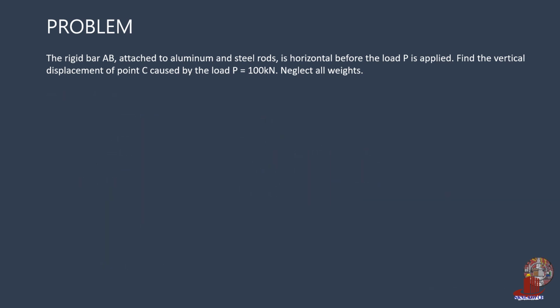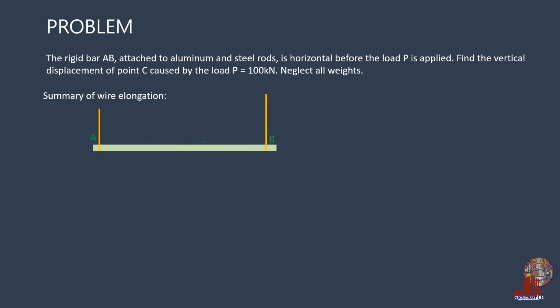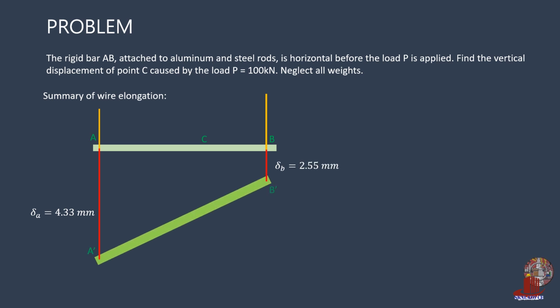Having the deformations of both wires, we can illustrate them back with bar AB. The exaggerated aluminum wire is 4.33 mm, and the steel is elongated by 2.55 millimeters. Create a triangle from the higher vertex to identify the extent of the displacement of point C. From the illustration, we can visualize the displacement of point C as 2.55 millimeters plus a certain variable y.